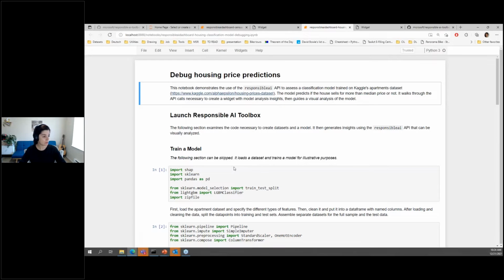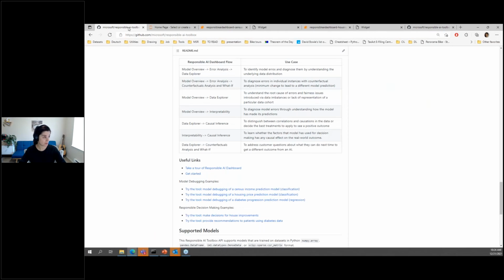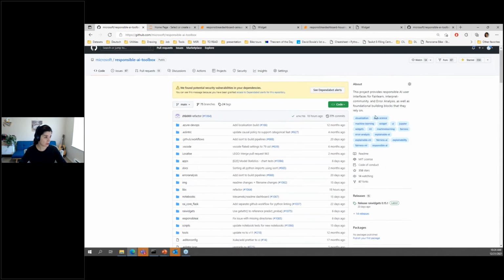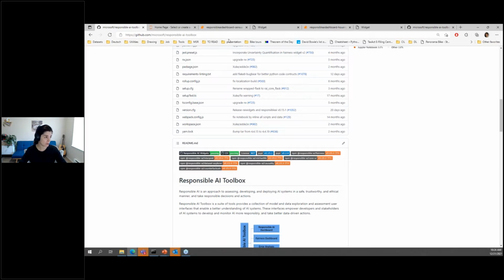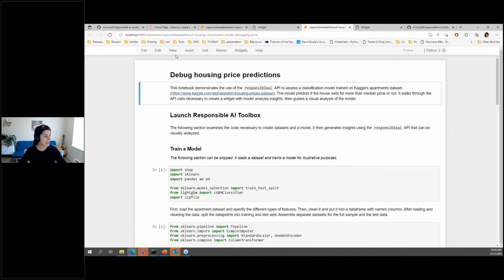Basically, I am using the notebooks that are in our repository. This is the Responsible AI Toolbox repository that you can visit at your own time. And I'm using one of the notebooks that is already available there. And this is a problem that is doing house pricing prediction. And basically, we are transforming this problem to a classification problem. We're taking the median of the data, and what we're going to try to predict here is whether a house is going to sell for more or less than the median price for that particular data set.